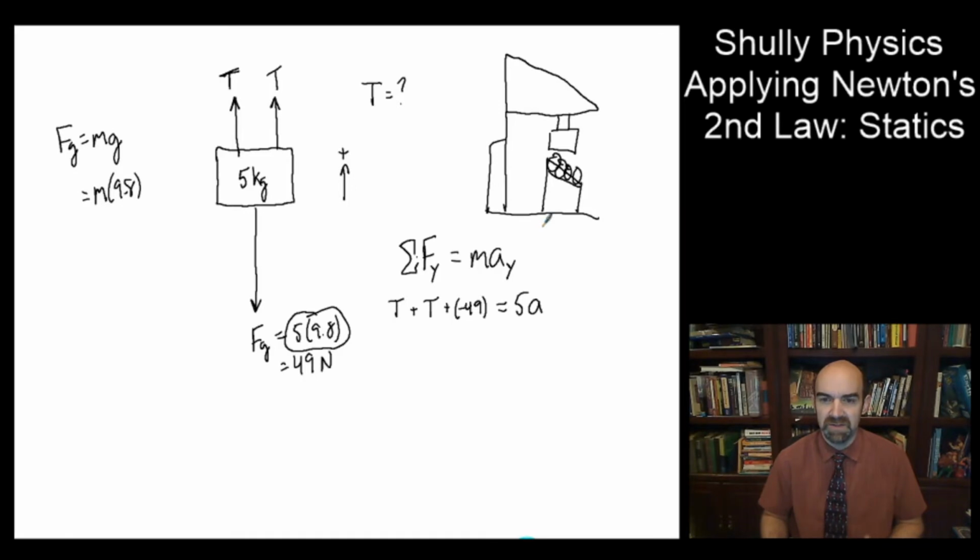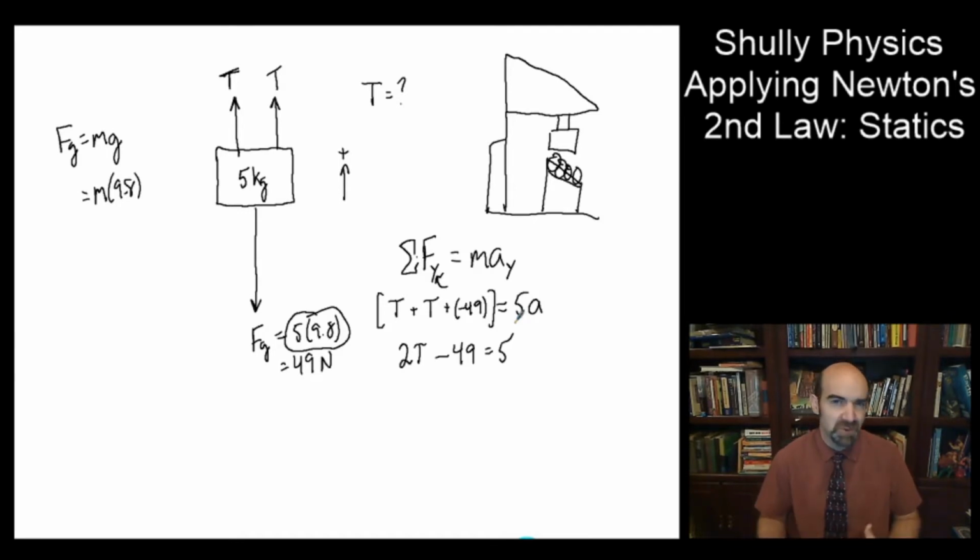All right, let's consider what's going on here. On the left side, all this is the sum of the forces. So equation-wise, that's what the sum means. We're going to add them up. We're going to consider every force in the y direction. Okay, now I can simplify this a little bit. T plus T is 2T. I've got a minus 49. Now over here, I don't have the acceleration, or do I?